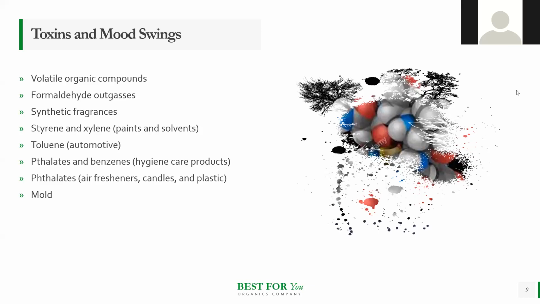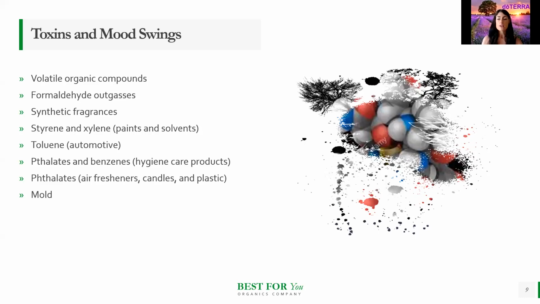Styrene and xylene, so that's your paints and solvents. Toluene is in your automotive products, you'll find them there. Your phthalates and benzenes, which you'll find in your hygiene products, and then your air fresheners, candles, and plastics, so the other phthalates, and then also mold.